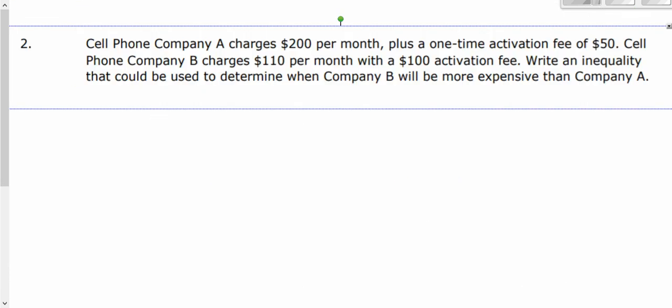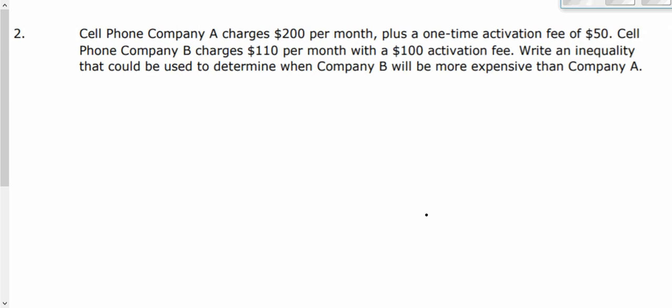Okay, number 2. Cell phone company A charges $200 per month plus a one-time activation fee of $50. Cell phone company B charges $110 per month with a $100 activation fee. Write an inequality that can be used to determine when company B will be more expensive than company A.